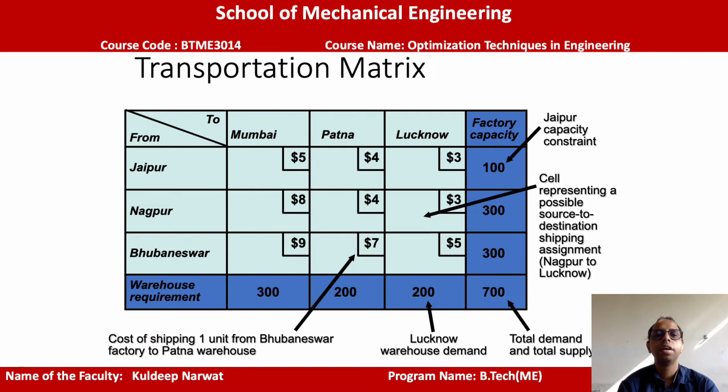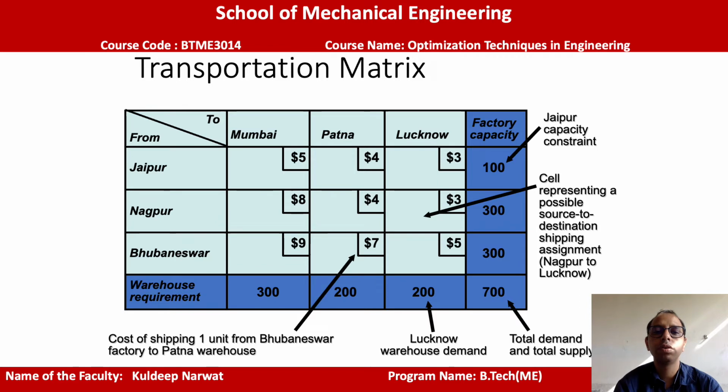So we can see that in the previous table we have been given the cost from Jaipur to Mumbai, from Jaipur to Patna. So these values are cost allocations in every cell. And so warehouse requirement has been given for us for Mumbai, for Patna and for Lucknow as 300, 200 and 200 respectively. Now the factory capacity, like how much the factory can have that product available, is 100 for Jaipur and 300 for Nagpur and 300 for Bhubaneswar.